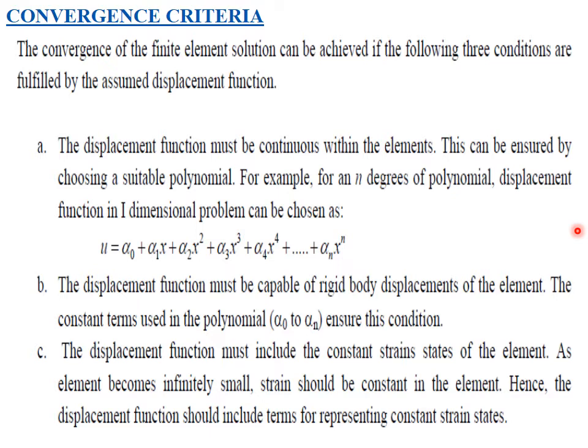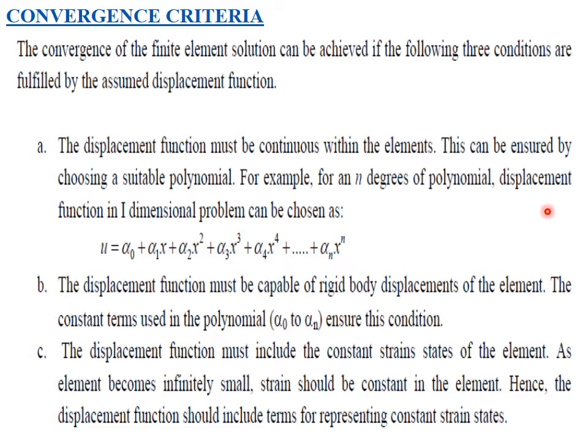As we discussed, choosing an appropriate polynomial function is one of the important steps in the finite element method, because if we don't choose an appropriate polynomial function, it leads to errors. So choosing a suitable polynomial function is very important. For example, for n degrees of polynomial, the displacement function in a one-dimensional problem can be chosen as u equal to a0 plus a1x plus a2x squared plus a3x cubed plus a4x to the power of 4, up to anx to the power of n.